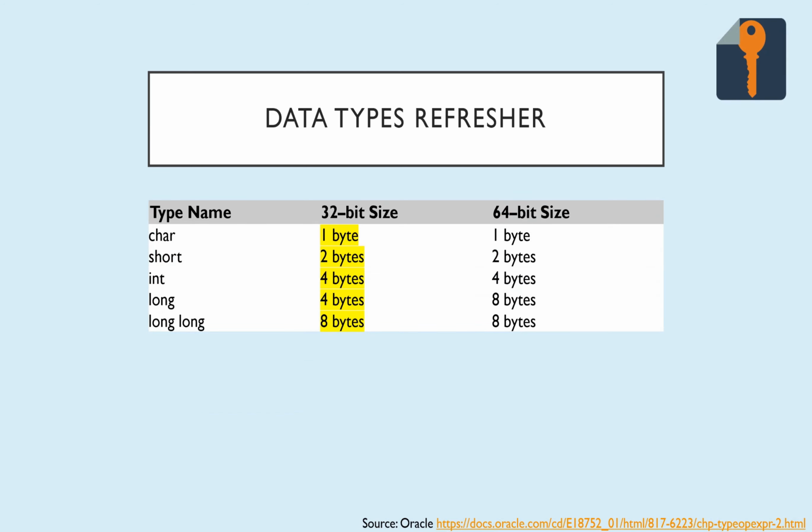First off, though, here's a quick table. You might want to take a screenshot or something like that of data types and their sizes in C. And I highlighted the 32-bit column because that's all we'll need for today.